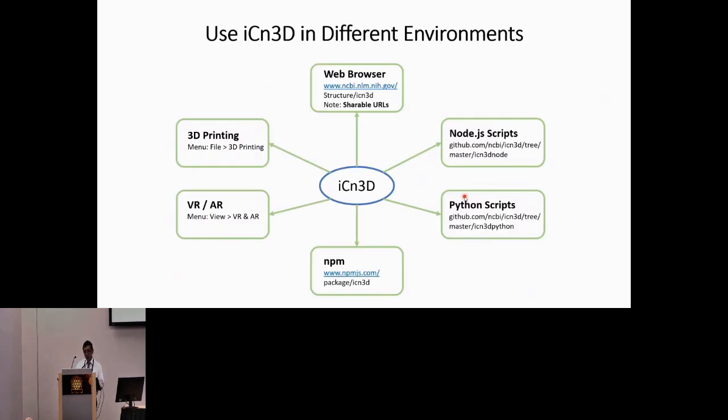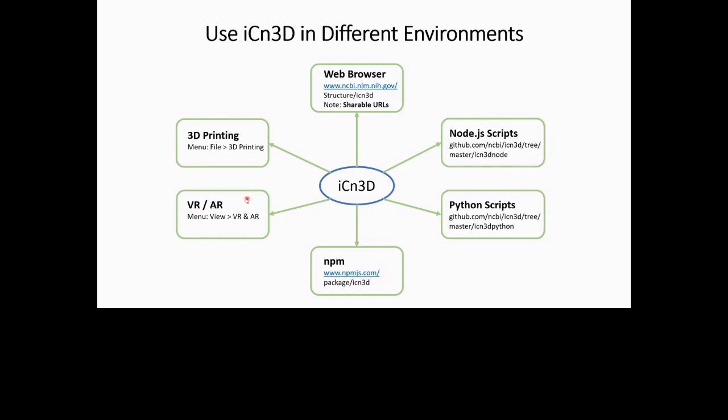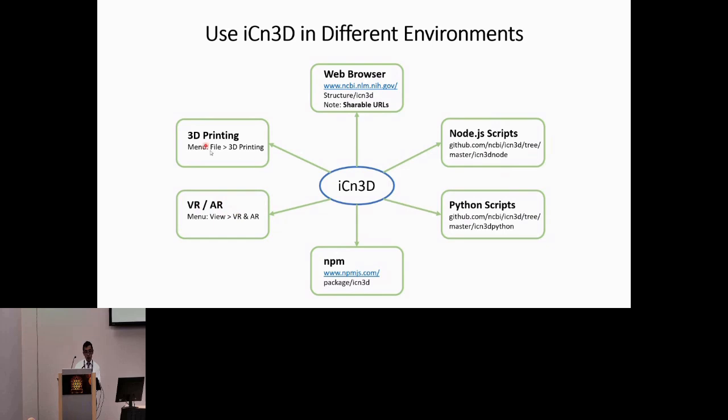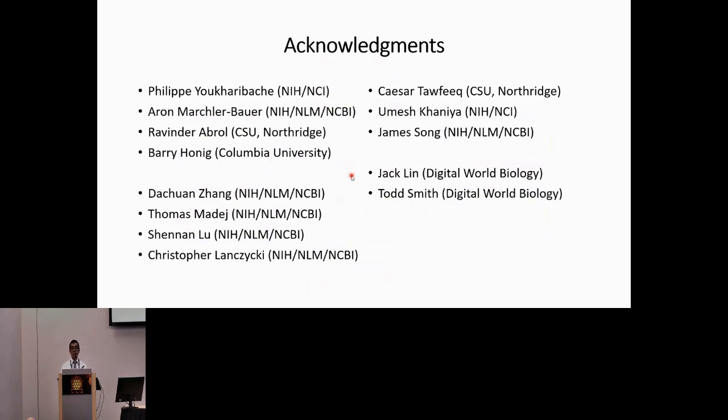Okay, almost done. So basically, you can use iCn3D in different environments. You can use it in a web browser and use shareable URLs to communicate your results with colleagues. And you can process a large set of structures using Node.js scripts or Python scripts. iCn3D is available in NPM, so you can integrate it into your projects. It can be used in virtual reality and augmented reality. It can be used for 3D printing as well. Thank you for your attention.